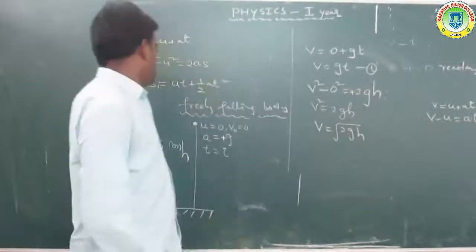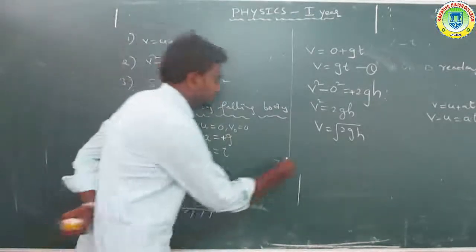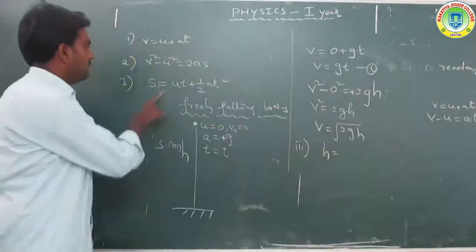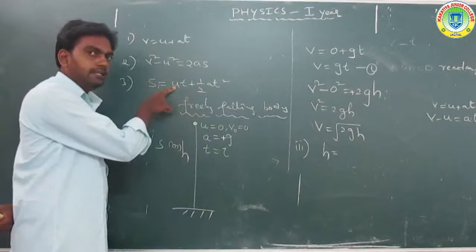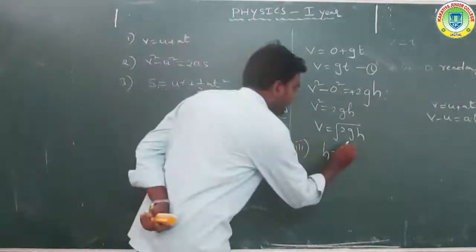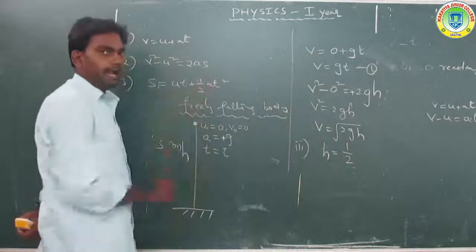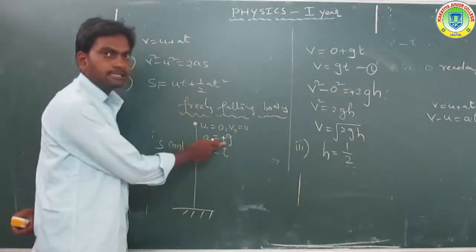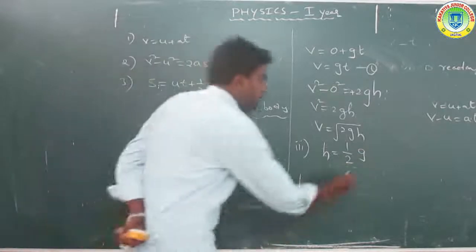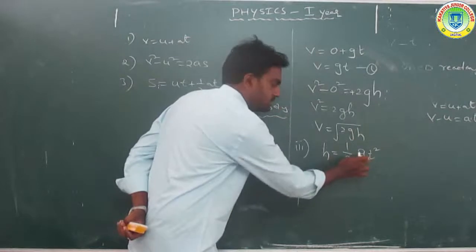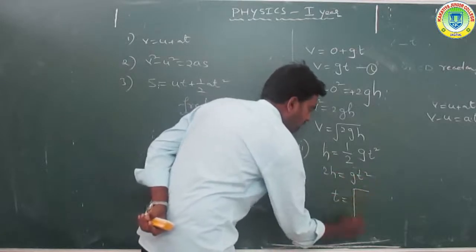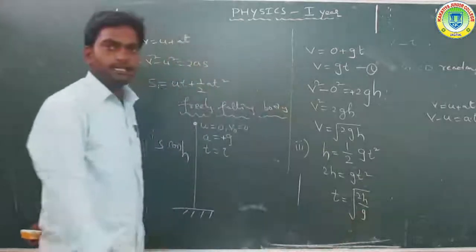Now substitute in the third kinematic equation, s is equal to ut plus half a t square. Here s is the height h, and u, the initial velocity, is 0, so 0 into t is also 0. So we have only half a t square, where the acceleration is plus g for a free falling body. So h is equal to half g t square, so 2h is equal to g t square, and t is equal to under root of 2h by g.